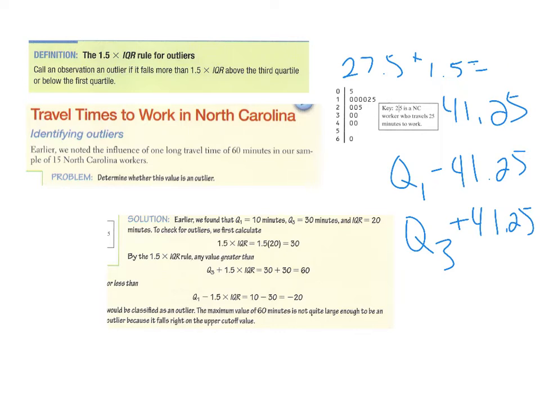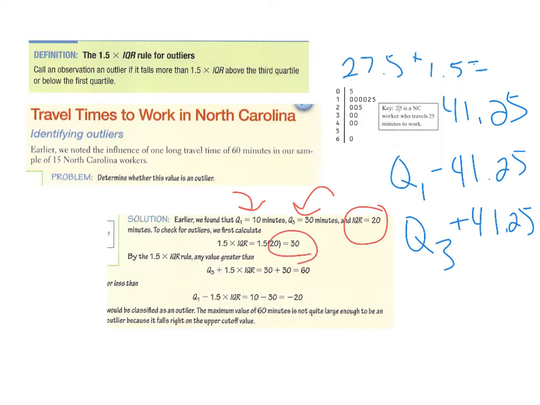This time we're back to the North Carolina data set with that set of 15 workers. We had talked before that the 60-minute drive was a potential outlier. So using this method, we can determine if it is for real. In this data set, our first quartile Q1 is at 10, if you remember, and Q3 is at 30. So our IQR here was 20. So 20 times 1.5 gives us 30.